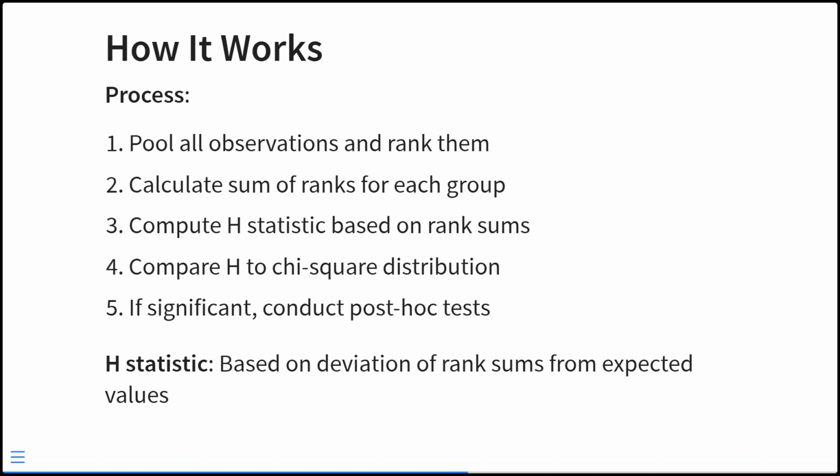First of all, you pool all the observations and rank them, similar to Mann-Whitney. Calculate the sum of the ranks for each group. You compute the H statistic based on the rank sums. The H statistic has a formula, I just decided not to put it here. And you compare that particular H statistic to a chi-square distribution. If it is significant, you conduct post-hoc tests, just like we did in ANOVA, to find out which particular group is significantly different from the others.